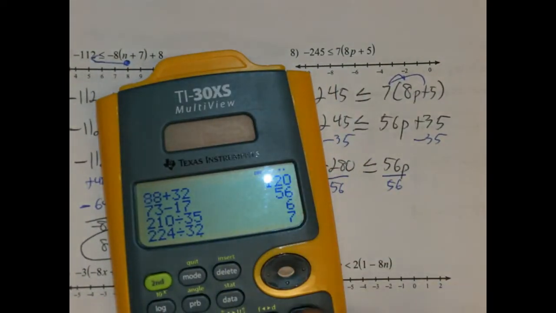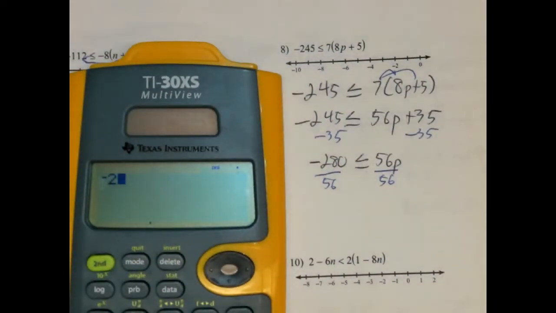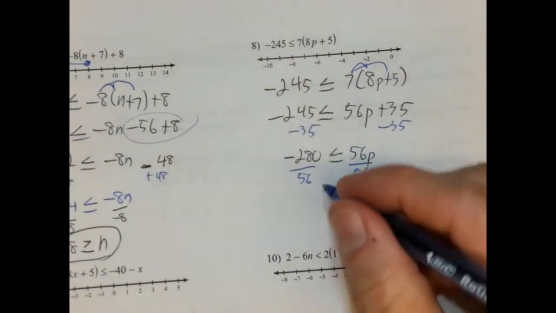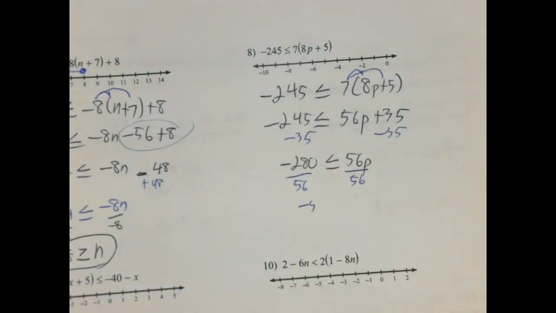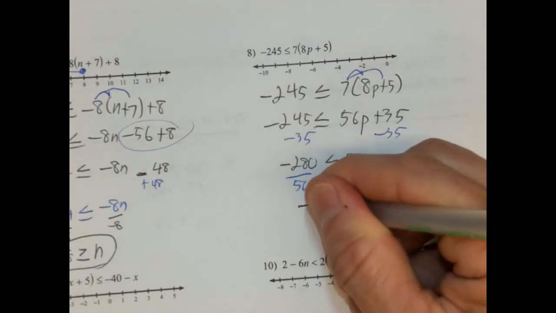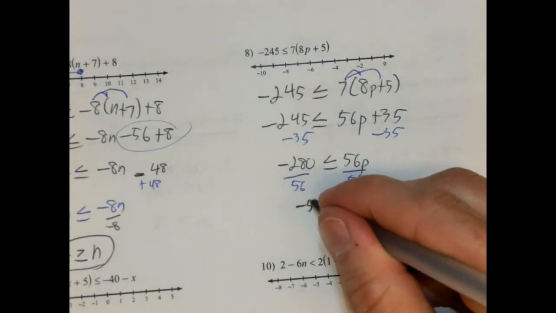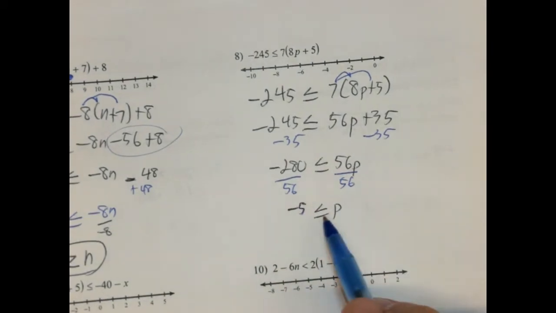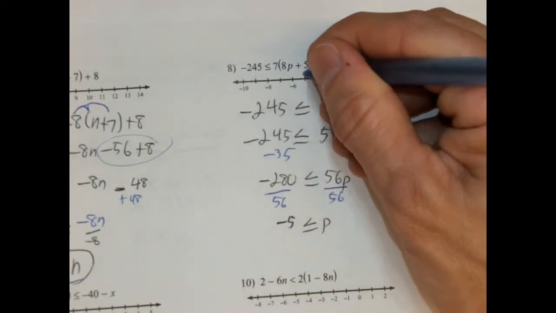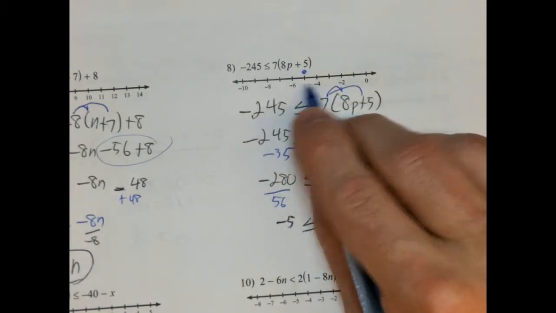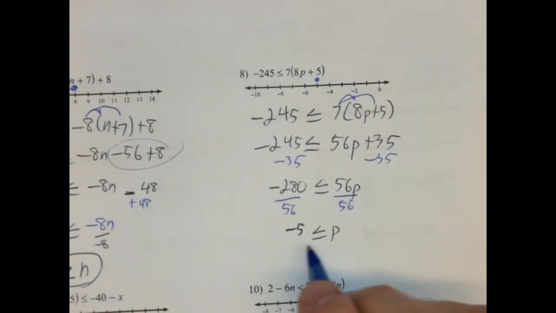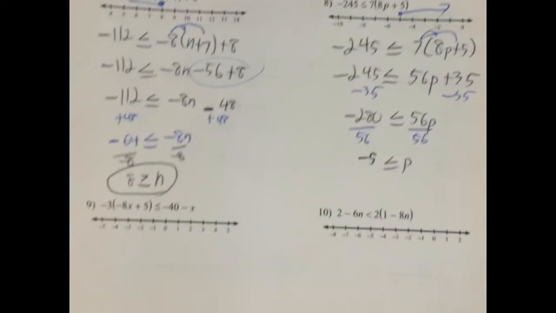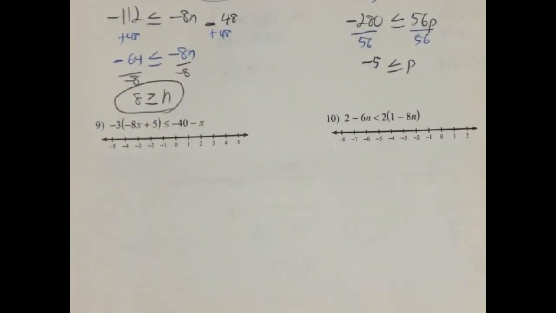So negative 280 divided by 56, that's going to equal negative 5. Now, I did not divide by a negative, so you don't have to worry about changing the direction. I divided by a positive. It's negative 5. So this is going to be a filled-in circle at negative 5, which is right there, between negative 4 and negative 6. It's filled in because it's inclusive. It says negative 5 is less than, so p is greater than. So we're going right.